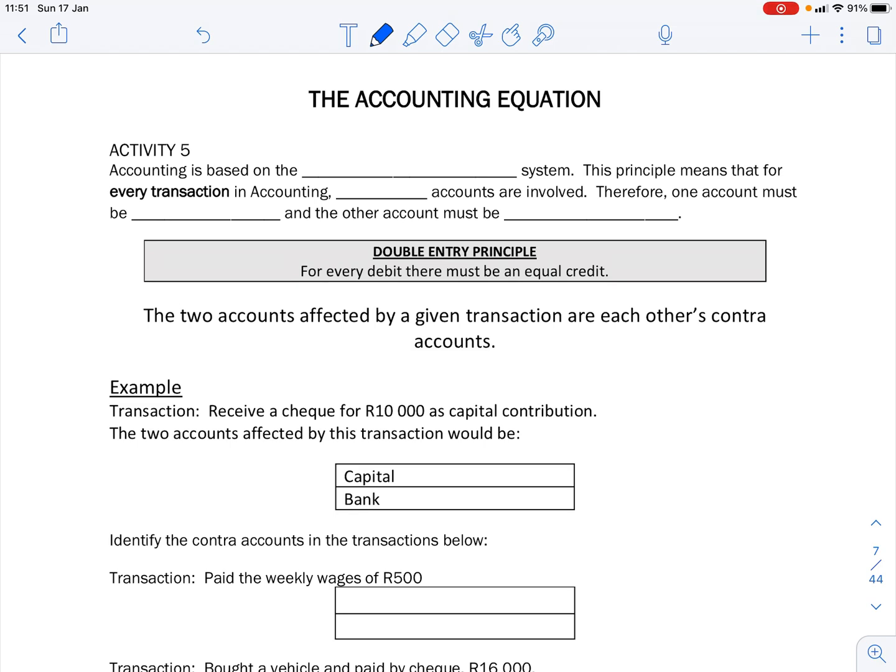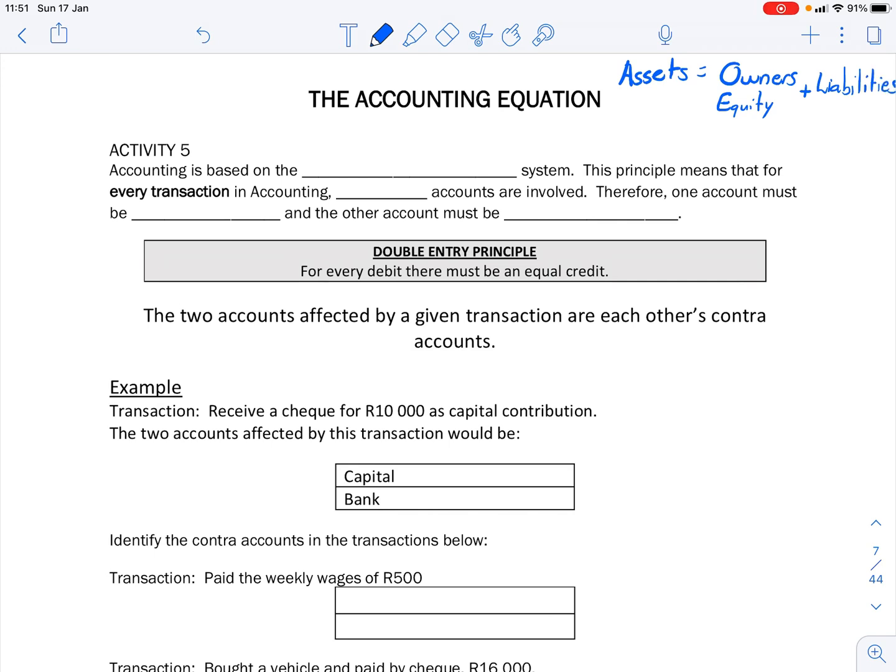Today we're going to look at the accounting equation. Now, for all of you, if you are unsure, our accounting equation is assets equals your owner's equity plus your liabilities. Spelling is shocking. Liabilities. There we go.